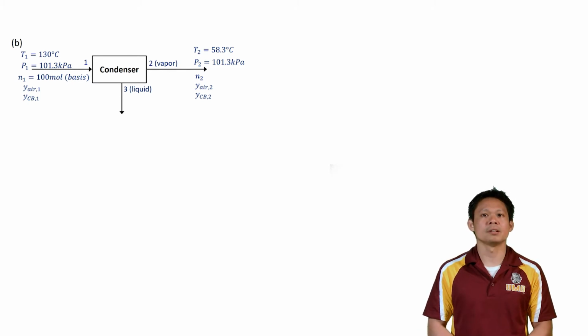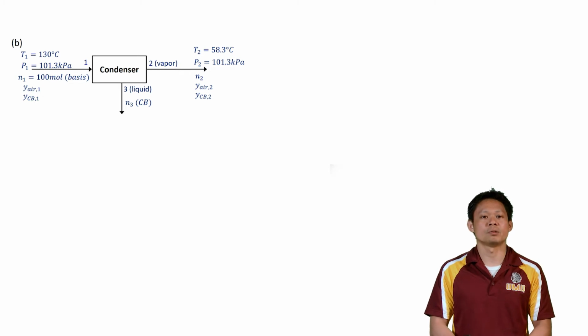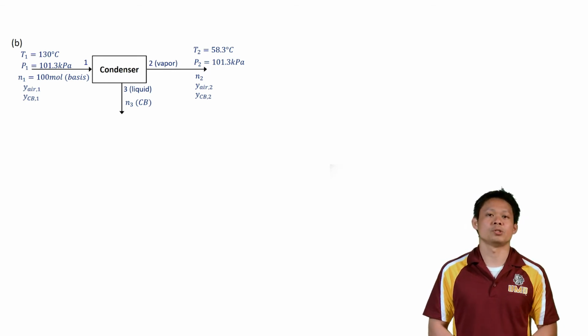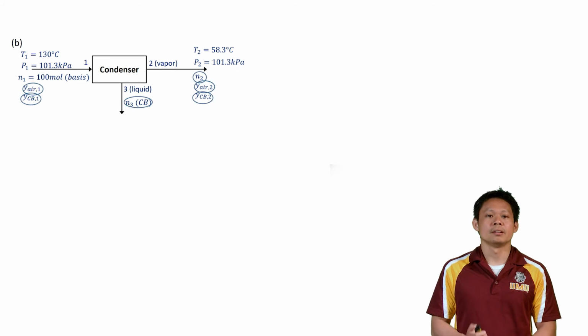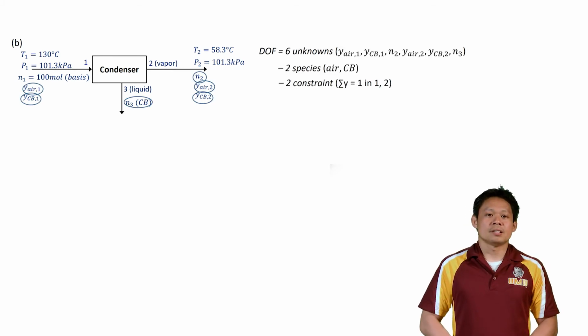In stream 3, because this is a single condensable component, it is pure chlorobenzene. We don't need to label the mole fractions. We just need to label the overall amount of chlorobenzene in that stream. And I just put chlorobenzene in parentheses to remind myself that this is just a pure stream of chlorobenzene. Here are our unknowns. Let's go through the degree of freedom analysis. We have 6 different unknowns.